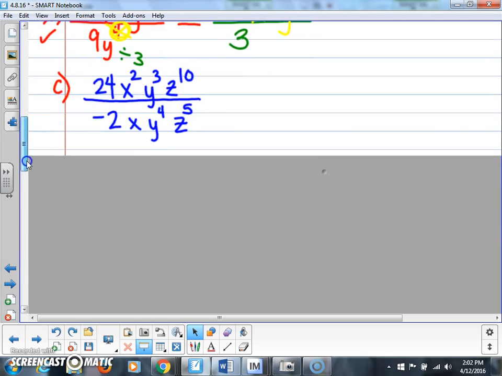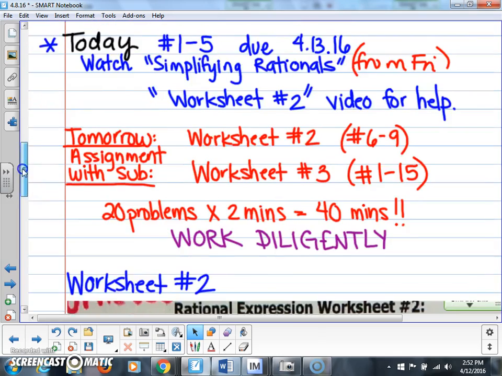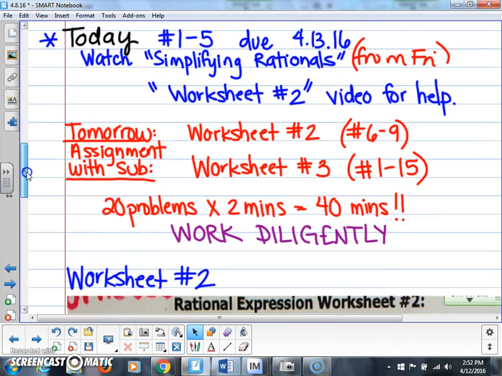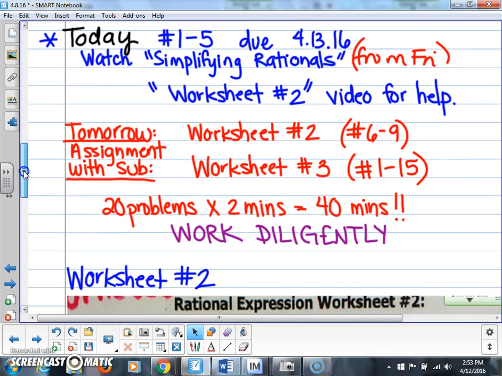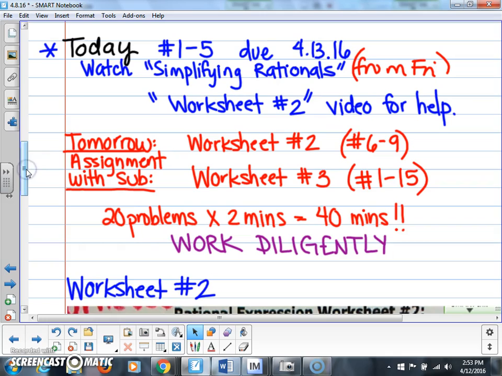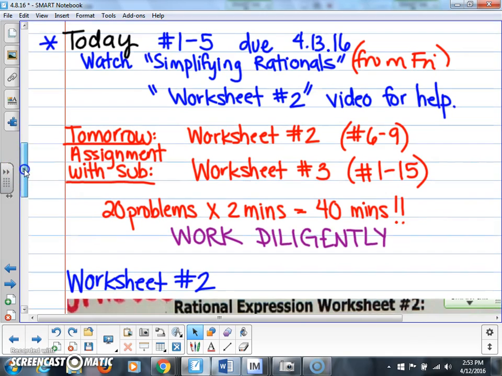Alright, ready? The next thing we're going to do is go over your homework. So we went over your homework from yesterday, which was worksheet number 1, 1 through 9. We worked the problems out on the board, and then today we're gonna do 1 through 5 on worksheet number 2. Tomorrow when you have a sub, you're gonna do worksheet number 2, number 6 through 15. There are 20 problems total. If you spend 2 minutes per problem, it's gonna equal 40 minutes. So make sure you work tomorrow and work hard.